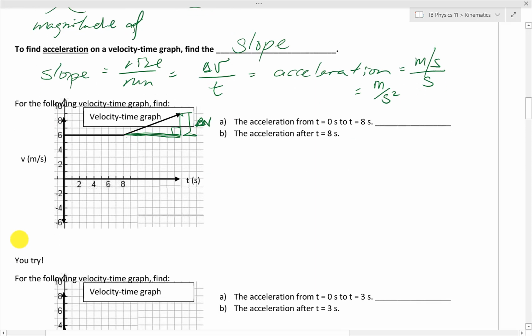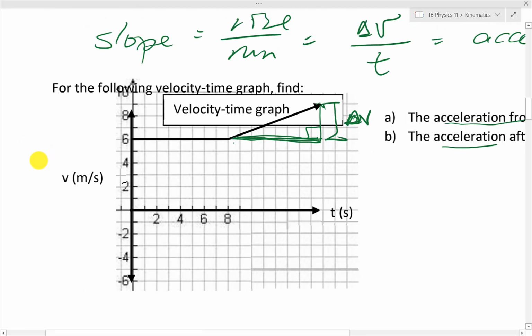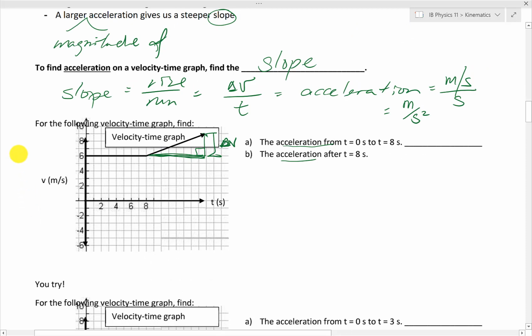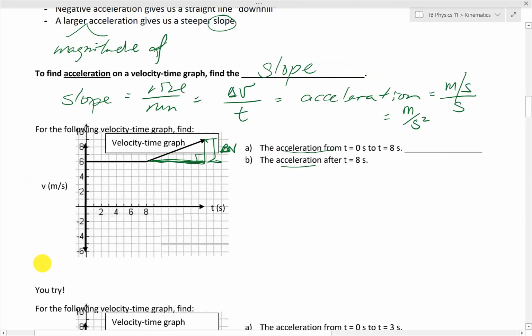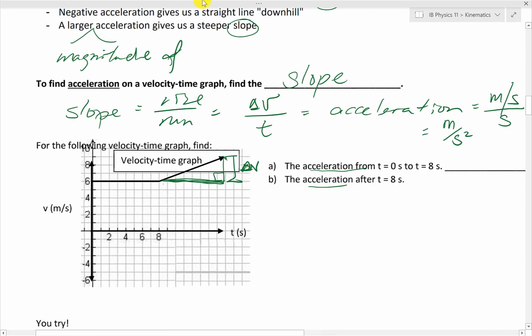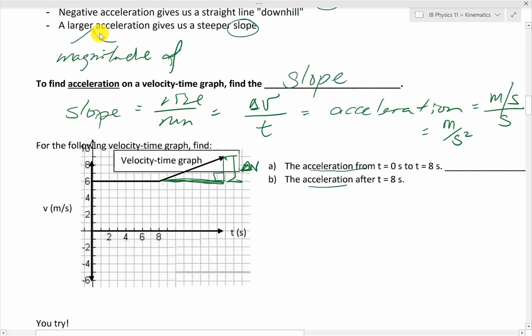Let's do an example here. For the following velocity time graph, let's practice finding the acceleration. I'm going to do the first graph together, then I've got a second graph for you to try afterwards. Okay, so let's start off with the first graph here.